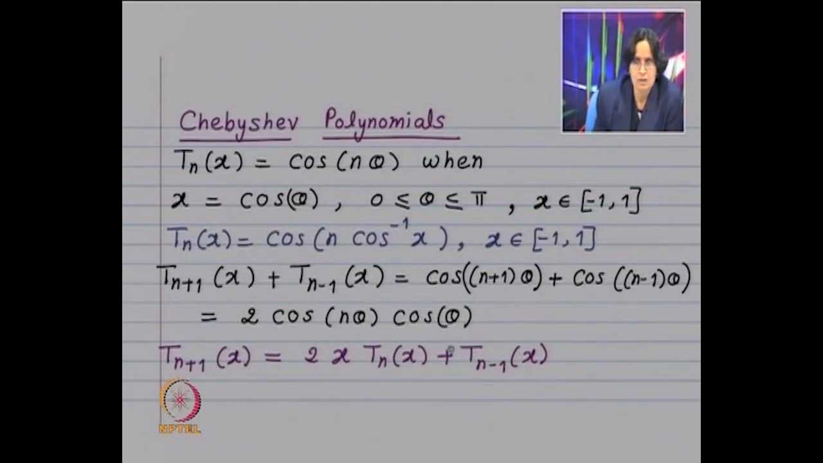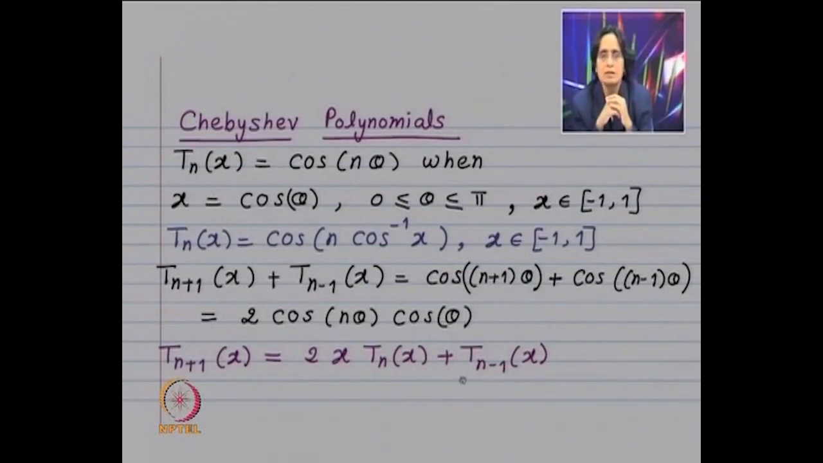we can prove a recurrence relation. Here this plus should be minus. So, when I look at t n plus 1 x plus t n minus 1 x, it is going to be by definition cos of n plus 1 theta plus cos of n minus 1 theta. Now, cos of n plus 1 theta will be cos n theta cos theta minus sin n theta sin theta. Similar formula for cos of n minus 1 theta. So, the sin term gets cancelled and you are left with 2 cos n theta cos theta. Cos n theta is t n x and cos theta is x. So, t n plus 1 x will be 2 x t n x, and then, this should be minus, so minus t n minus 1 x.